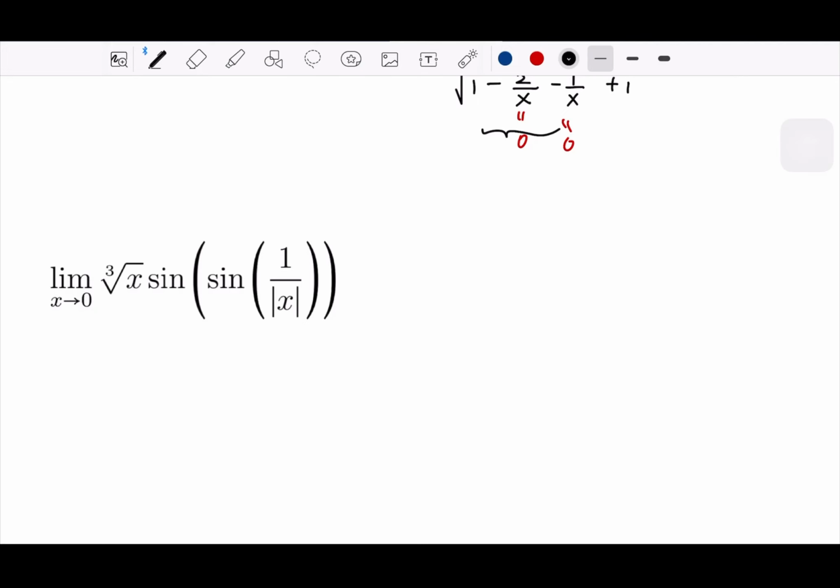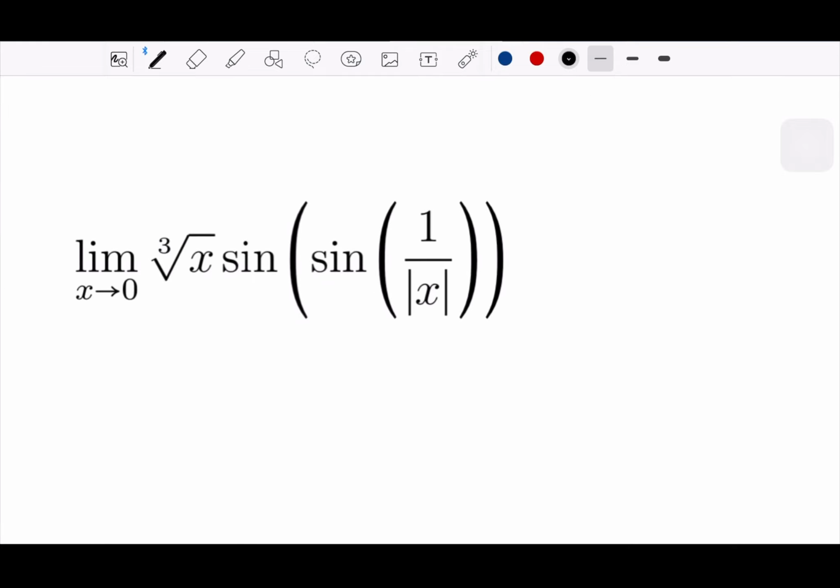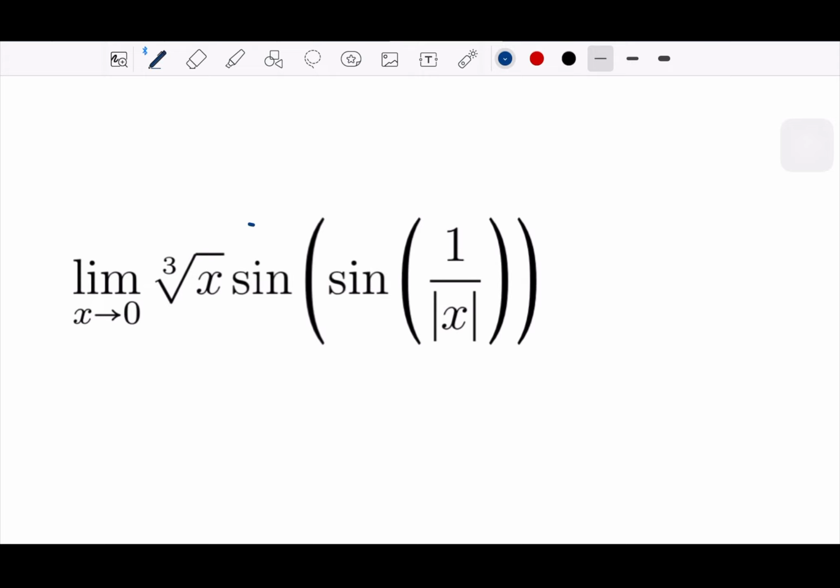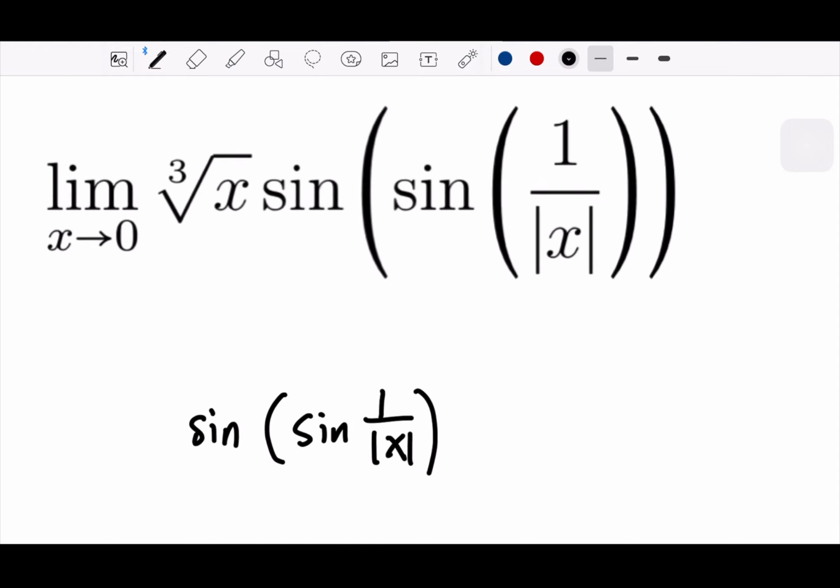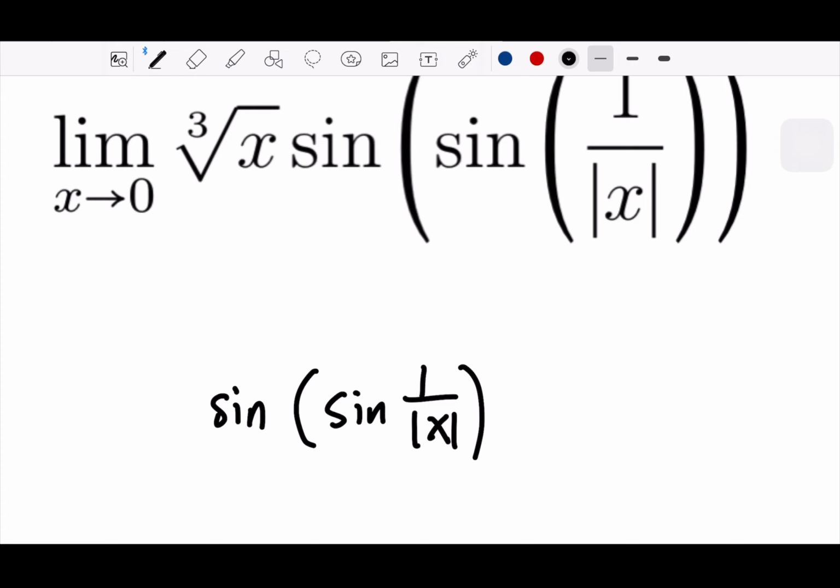Okay, now we have this limit. We have the cube root of x, and then sine 1 over the absolute value of x. Okay. Now, to begin with, do not be intimidated by this sine. We always have a principle when we have sine. So when we have sine, we always remember that sine will be between negative 1 and 1 for its max and minimum value.